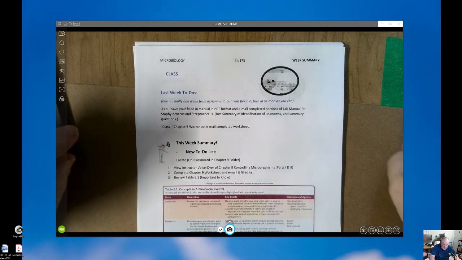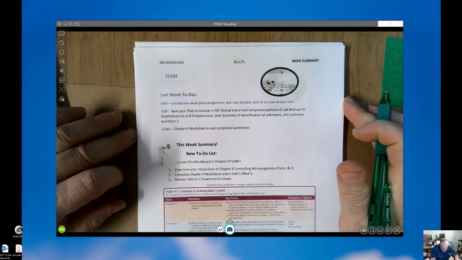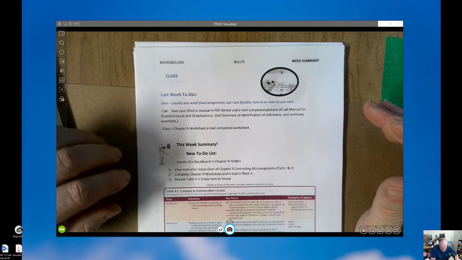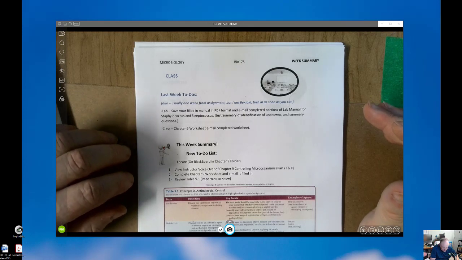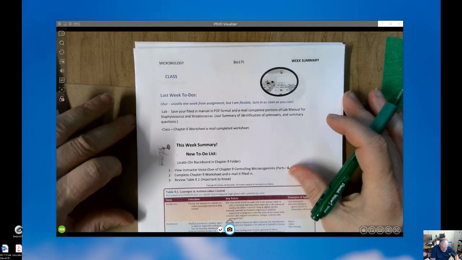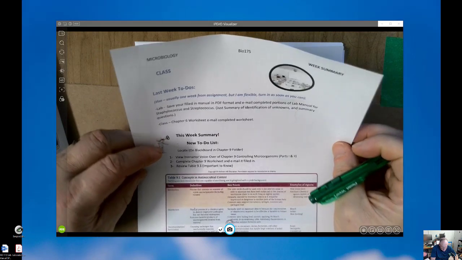Alright, so welcome for the laboratory portion. Again, we're doing the best we can. Not too much hands-on other than a pencil and piece of paper, I guess. But here's the weekly summary I had mentioned for the class part.